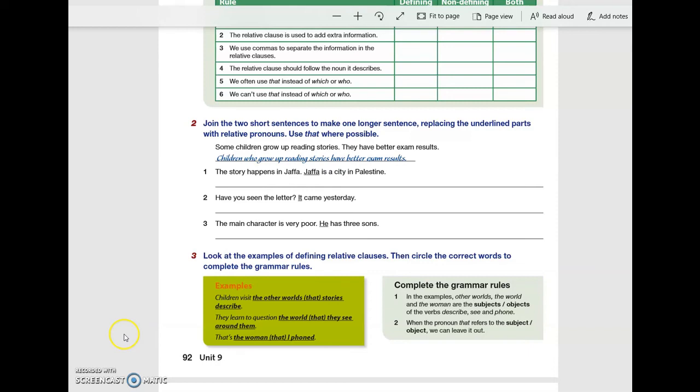Yes, remove that in the first sentence. Read the first sentence without that. Children visit the other worlds the stories describe. Is it clear? Yes, it's clear, and it's a meaningful sentence. I'll tell you when we can delete or cross out the relative pronoun. If we have a noun after the relative pronoun, we can delete the relative pronoun.